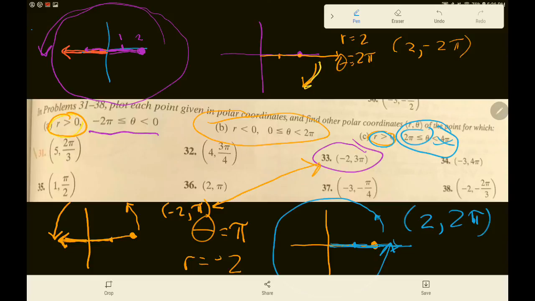And there are an infinite number of ways depending on which direction you go around the circle and how far you go, and whether you go in the direction of the angle you find, which gives you a positive r, or in the opposite direction of the angle you find, which is a negative r. Hope this makes some sense.